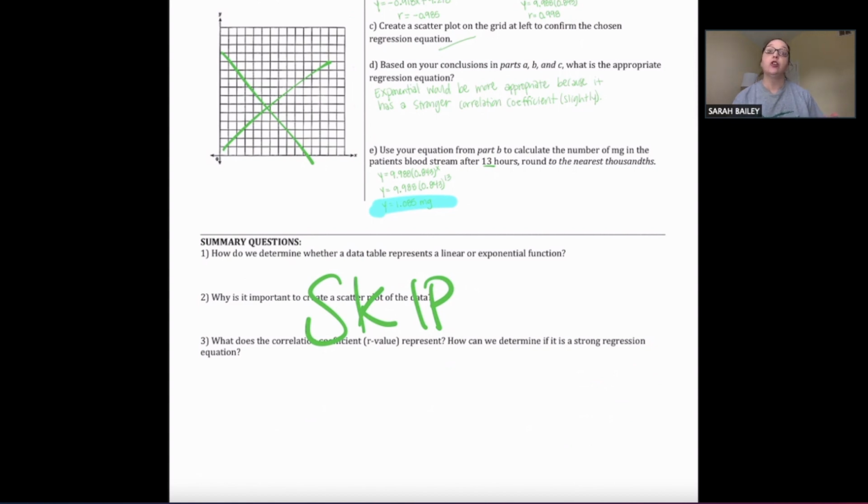The gist of this, two things you should have gotten out of this lesson: you should know how to get the exponential regression equation using Desmos, and you should be able to determine whether you should be using a linear or an exponential regression equation for a particular set of data.